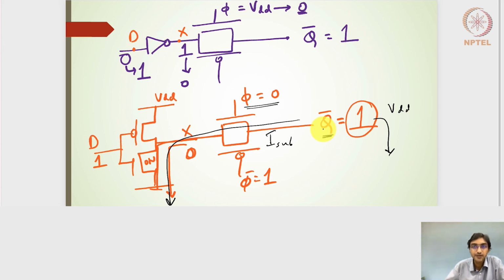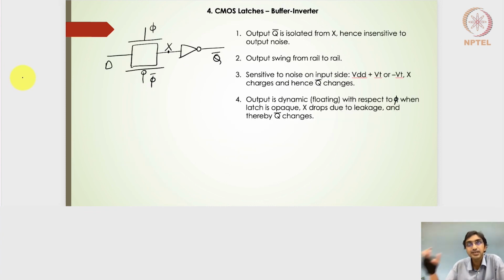Hope this is clear. So adding an inverter at the input makes it insensitive to the input noise signal. Similarly, this is another variant of the CMOS latch. The earlier one was an inverter followed by the transmission gate. Here it is a transmission gate followed by the inverter, or a buffer followed by the inverter. So there is no inverter at the input side. The inverter is there at the output side.